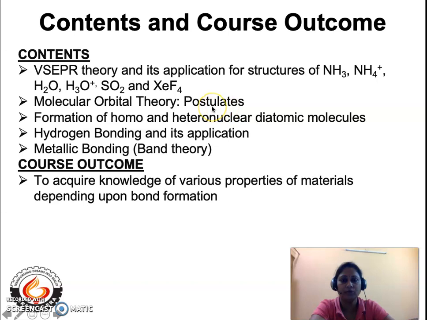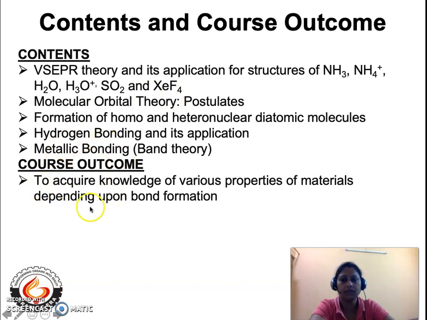We'll be explaining the postulates of this theory. The third topic under this unit is the application of the postulates of the molecular orbital theory to the formation of homo and heteronuclear diatomic molecules. The fourth topic of this unit is the hydrogen bonding and its application, and the final and the last topic is the metallic bonding, in which we will be discussing about the band theory.